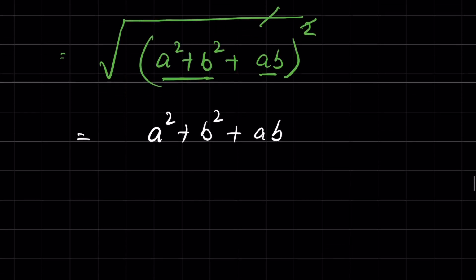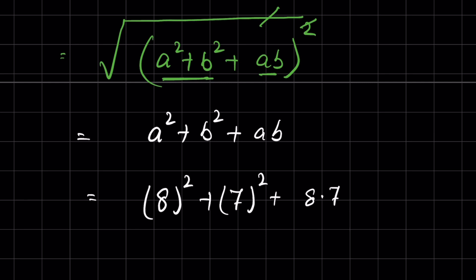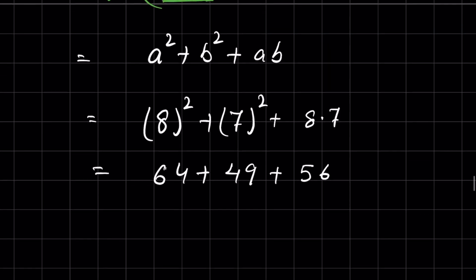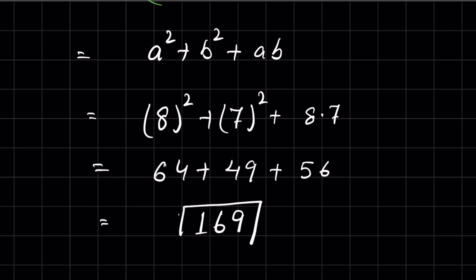a is 8, so this is 8², b is 7, so 7², and ab is 8 times 7. 8² is 64, plus 7² is 49, plus 7 times 8 is 56, which gives 169. This is our answer.